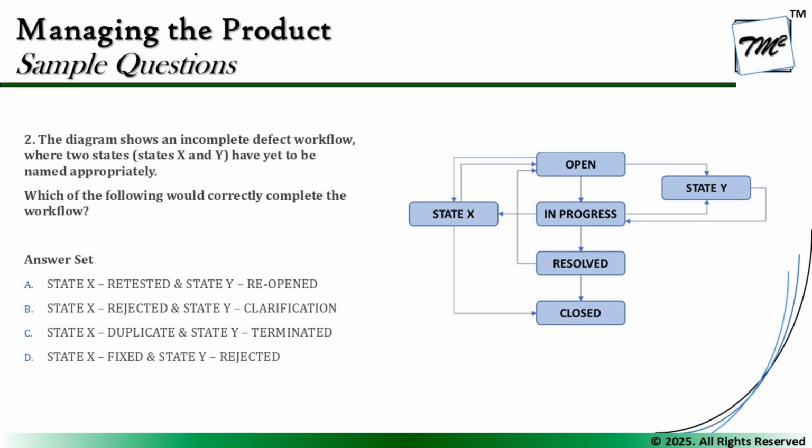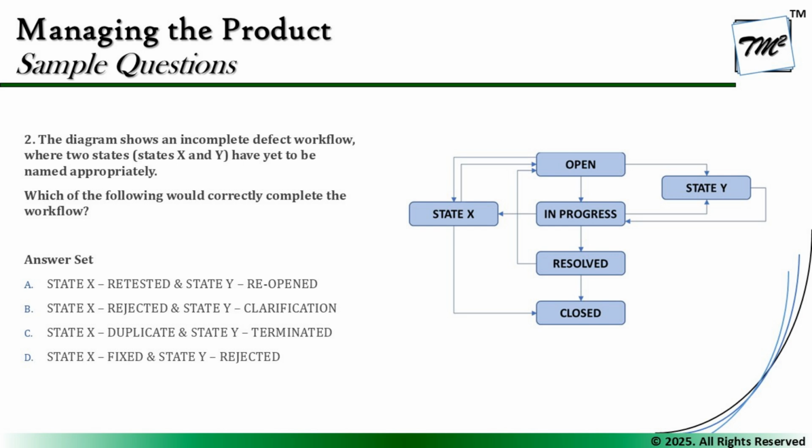So X is a status where someone can move from open to X, and from X back to open. And then on the right-hand side, we have another status Y, where we can go one way from open to Y, but from Y we cannot come back to open. From Y we can go to in progress, and from in progress it can come back to Y.